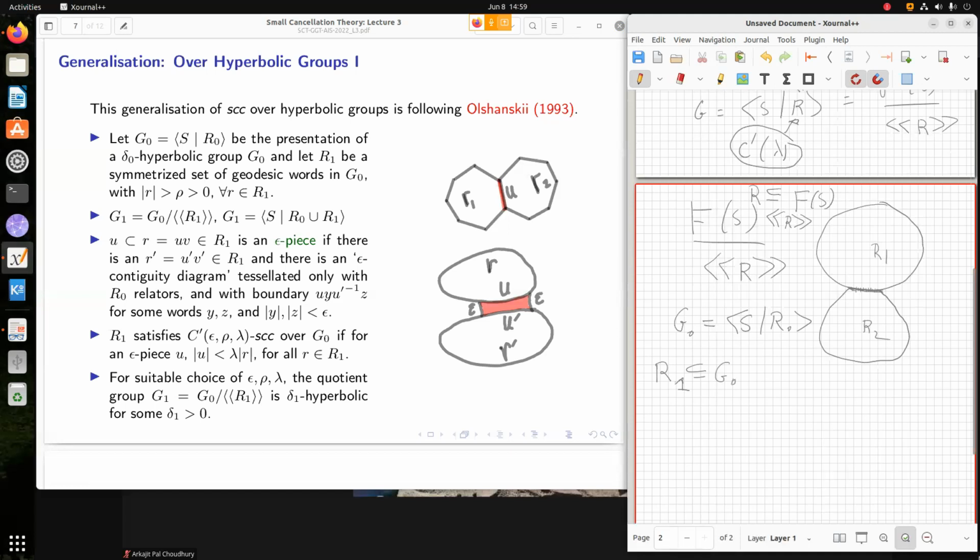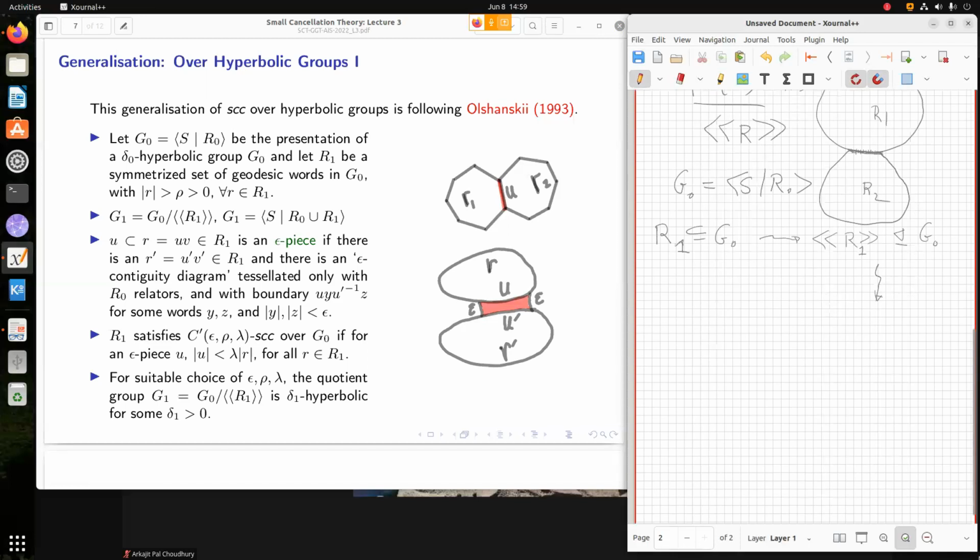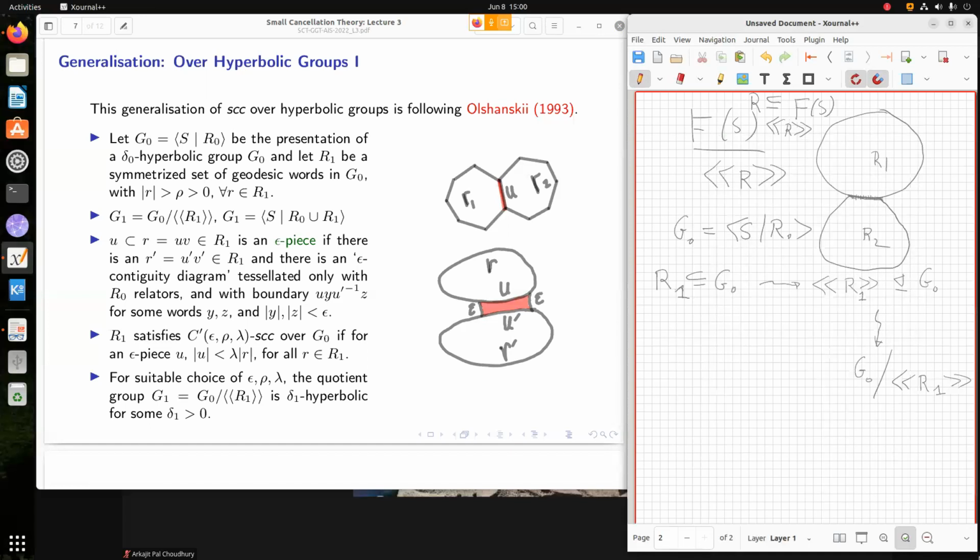So I will take a subset R1 of G naught, and then what will I do? I will take the normal closure of R1, and this will be a subgroup in G naught, right? So suppose I take this subset and consider this normal subgroup and then go to the quotient. If I go to the quotient, what is the first difficulty that we face if we want to talk about the small cancellation conditions? Can anyone identify what would be the first difficulty that we will face?